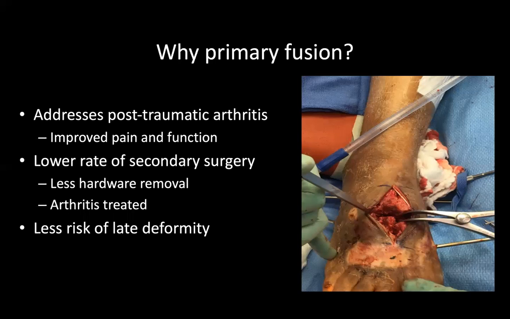You also don't get the secondary surgeries for post-traumatic arthritis. And then of course the third thing is that they don't have as much late deformity because you rigidly align them on the medial column. And so they shouldn't get late collapse through their Lisfranc, say after hardware removal.